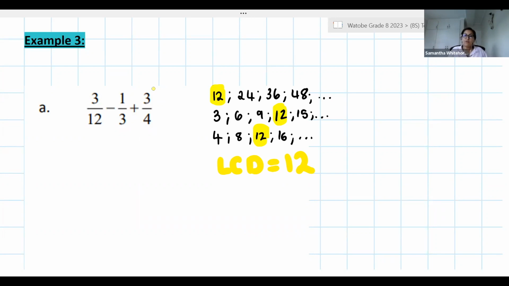So like I said, I've started you off. I've told you what the LCD needs to be. Give it a try for me. Remember what operation you're doing where. So there's 3 over 12 minus 1 over 3 plus 3 over 4. So just be careful of your operations. And remember, once all of your denominators are the same, that is the point where you can start adding or subtracting.